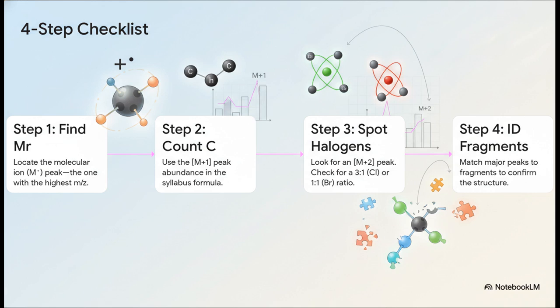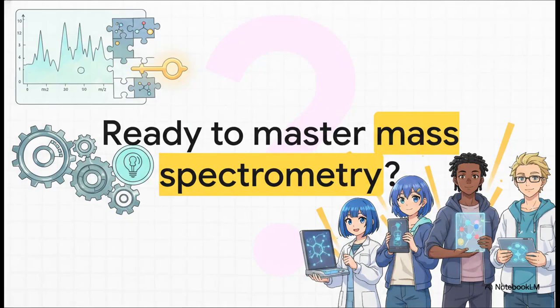That's it. Follow these 4 steps every time. And that's all there is to it. You now have the complete 4-step plan to take any mass spectrum from a confusing jumble of lines and turn it into a source of easy marks. So next time you see one in an exam, don't panic. Just follow the plan. Ready to master mass spectrometry? You absolutely are.